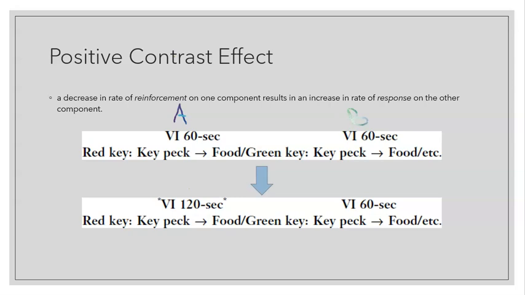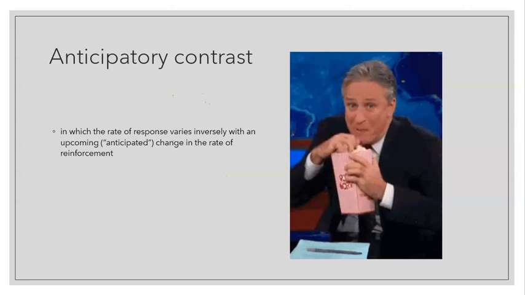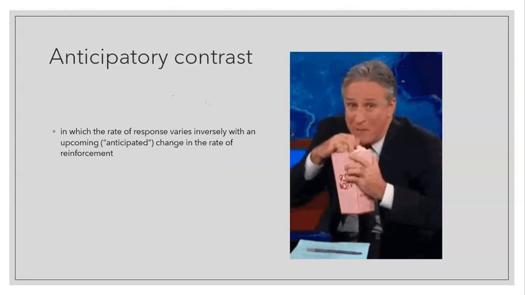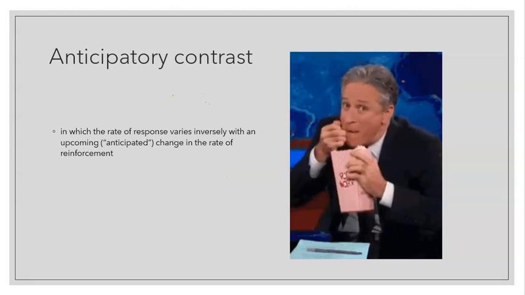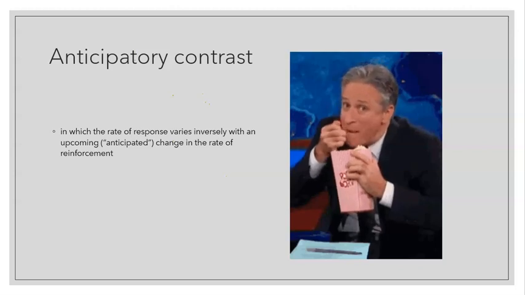And you can also then come up with an example of an anticipatory contrast. So this is where your responding will change based on an upcoming change in the rate of reinforcement. So if you know the rate of reinforcement is going to change in the future, then you're going to change how you behave before that change occurs.